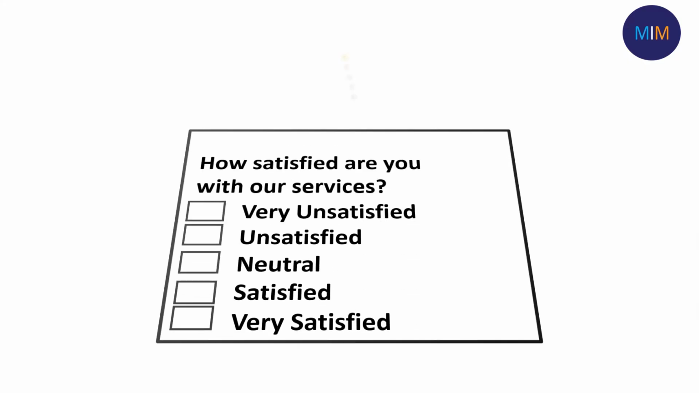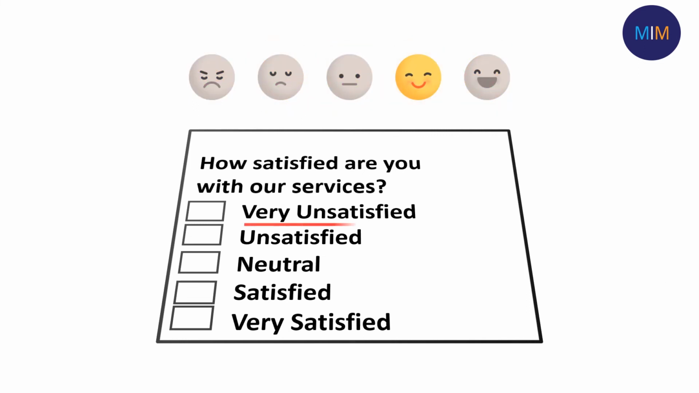Next example is, how satisfied are you with our services? Here, the order of variables is of prime importance and so is the labeling. Very unsatisfied will always be worse than unsatisfied and satisfied will be worse than very satisfied. This is where ordinal scale is a step above nominal scale. The order is relevant to the results and so is their naming.